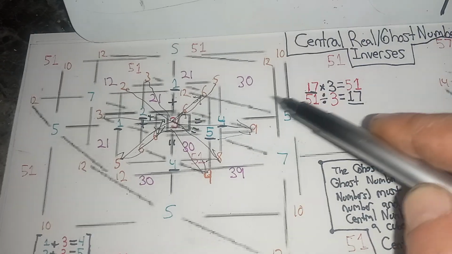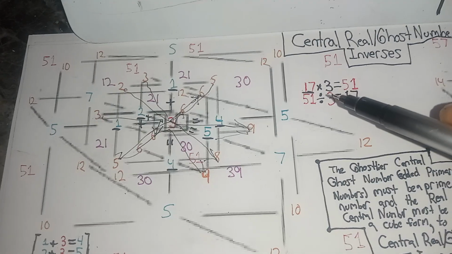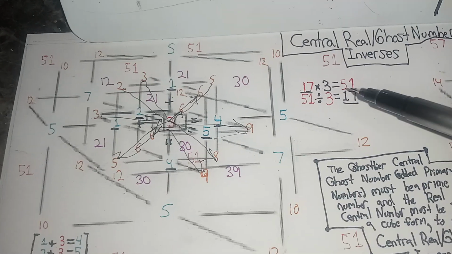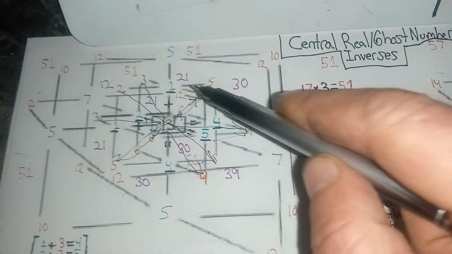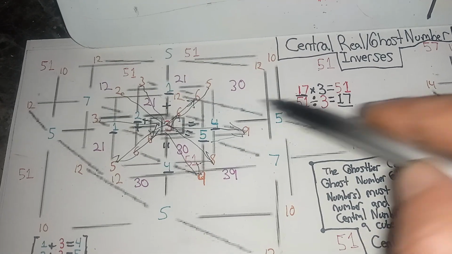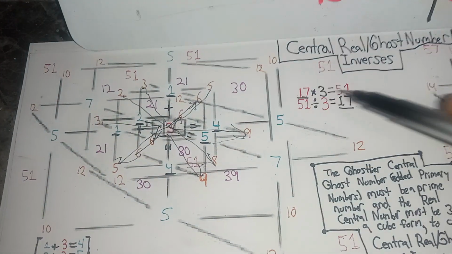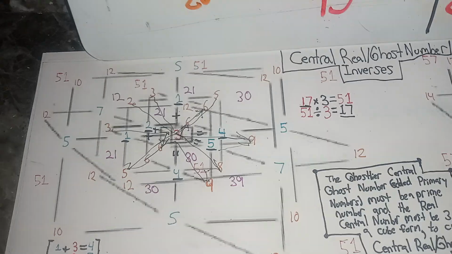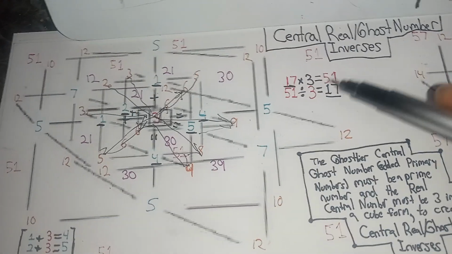3, the real number that makes these equations true, multiplied 17 times gives you 51. Same as 3 divided into 51 gives you 17. What would be the ghost number if it was there? You can think of the central ghost number as being along the walls, and the real number 3 taking its place in the cube. But they're both still there. 17, the ghost number, is just more ghostlier, I guess. So this is an inverse, and so are these.